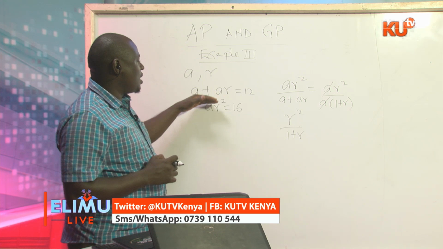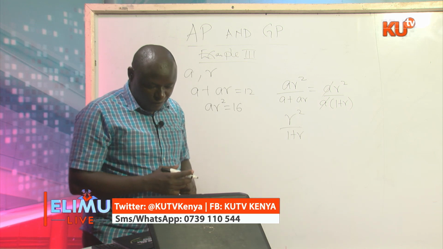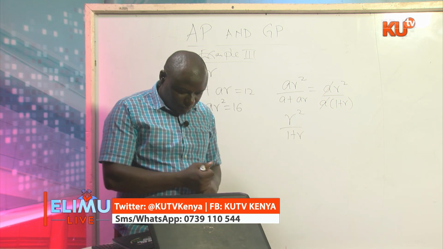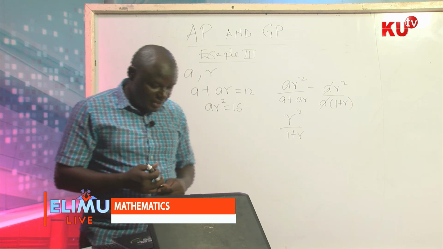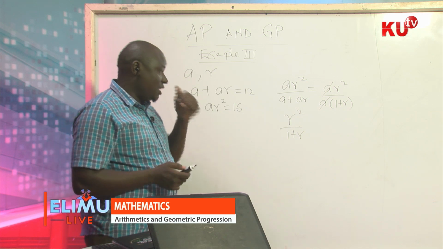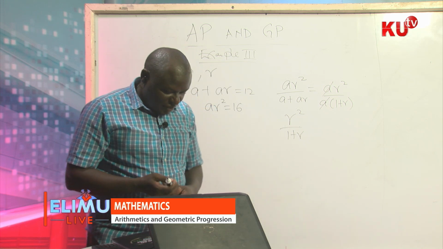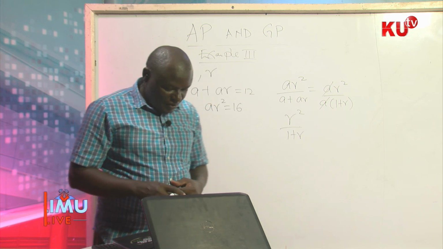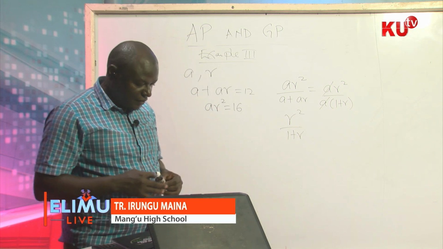I want to see whether you can tell first term, second term, third term, and form equations of that nature. And that's what we have just done. Now, they are saying if the first term is larger than the second term, implying that R is less than 1 because it is a reducing GP, find the value of R.